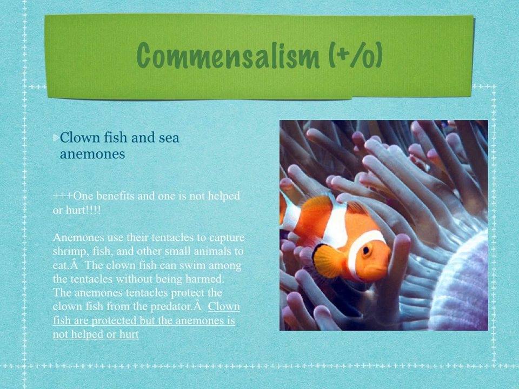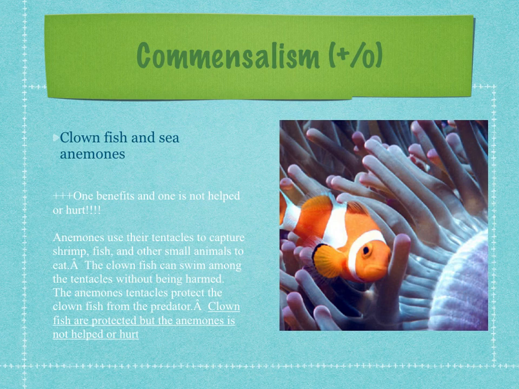Okay, our second type of symbiotic relationship is called commensalism, indicated by that plus sign and that zero. And if you thought about it, maybe you had an idea of what those symbols meant. In this type of relationship, one benefits and one is neutral. It's not helped or hurt. Our example is clownfish and sea anemones.